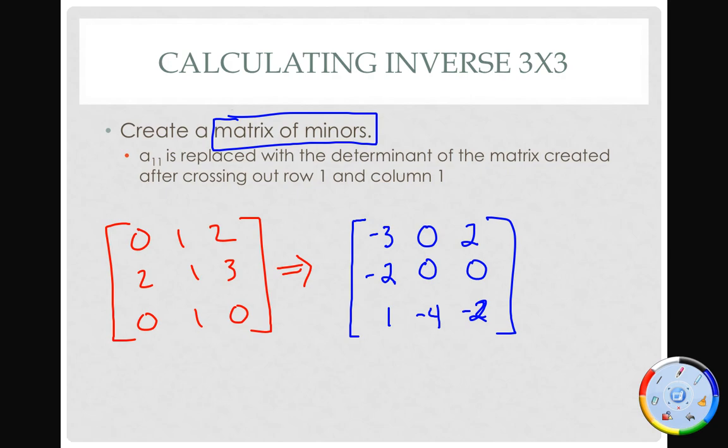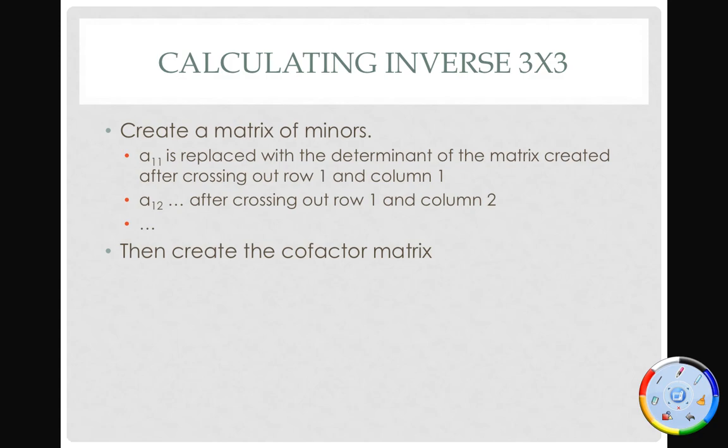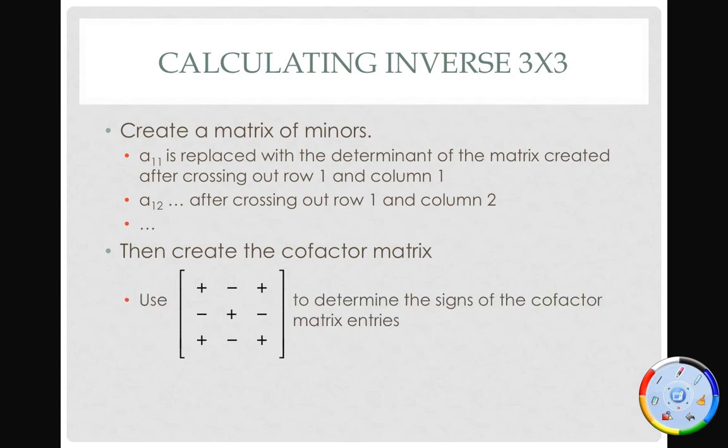Okay, I told you, take a deep breath and hold on tight. There's more to come. Then we have to make another matrix. We have to create what's called the cofactor matrix. Cofactor just means go into your matrix and change your signs if necessary.